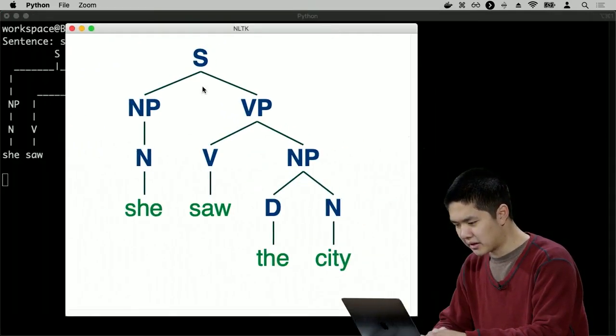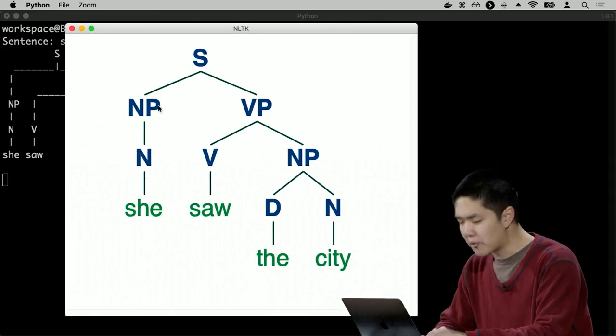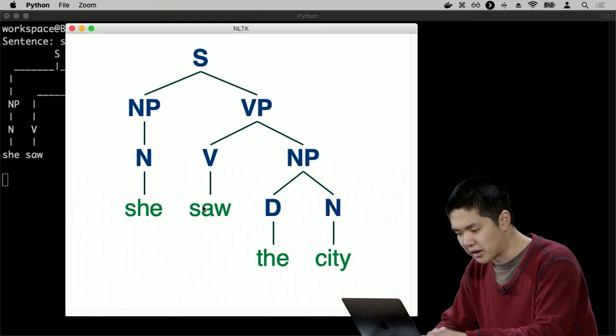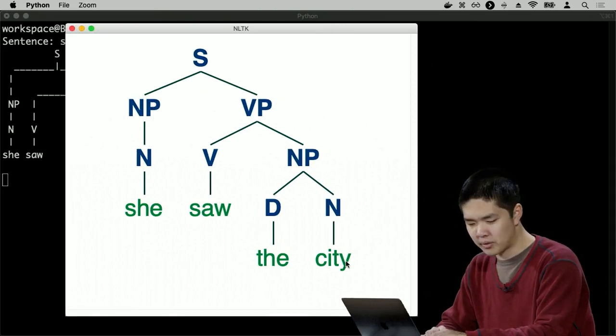Again, a sentence that has a noun phrase and a verb phrase. The noun phrase is fairly simple. It's just "she." But the verb phrase is more complex. It is now "saw the city," for example.